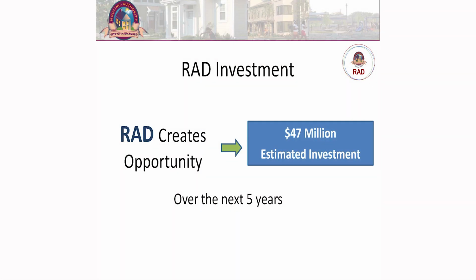What does that mean for contractors like yourself? A lot of opportunity. So, over the next 5 years, we have identified our properties that we're phasing out, rolling out first, and we're estimating approximately $47 million in investment in those next 5 years. So that's major for the City of Milwaukee and also the Housing Authority of the City of Milwaukee.